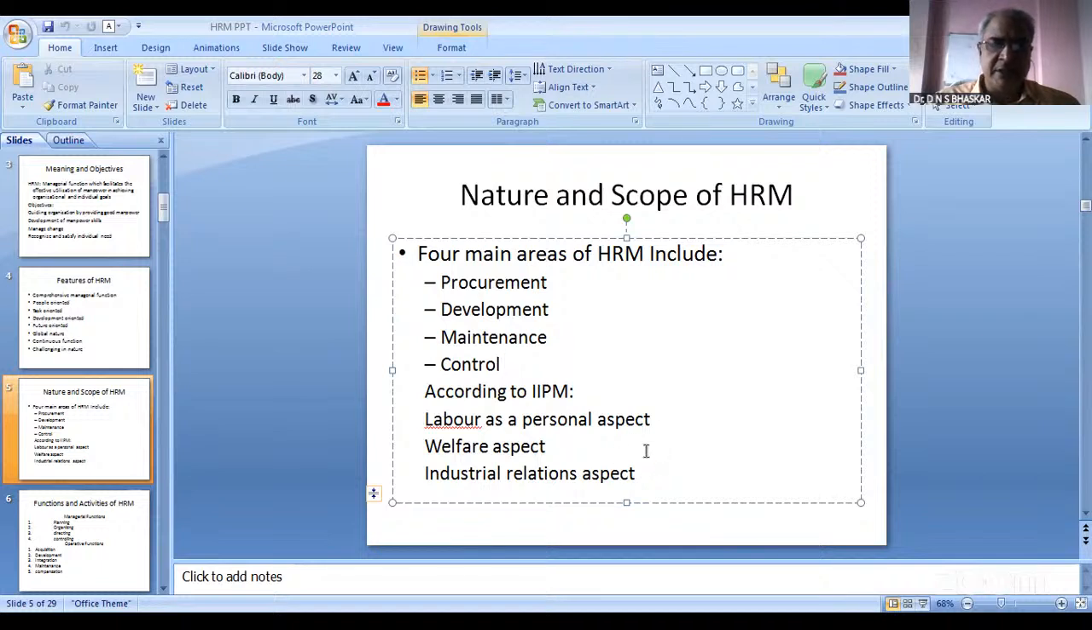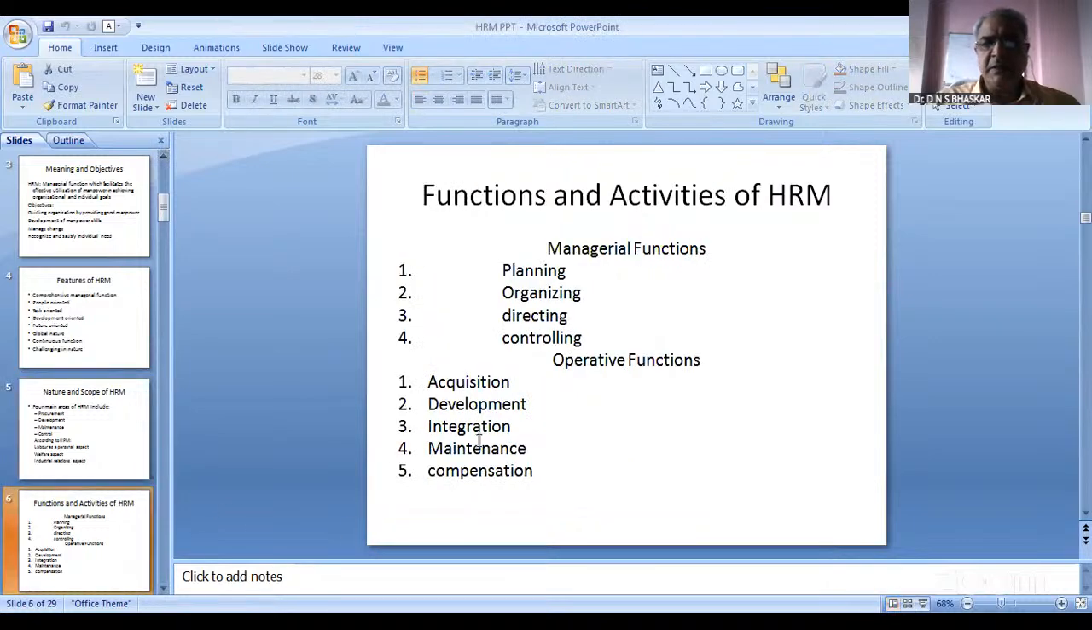This is another important aspect to be covered under the scope of human resources management. Now coming to the functions and activities of human resources management. Actually, human resources management has two basic functions. One is managerial functions, the second is operational functions. First is planning of the human resources, also called HR planning or manpower planning.